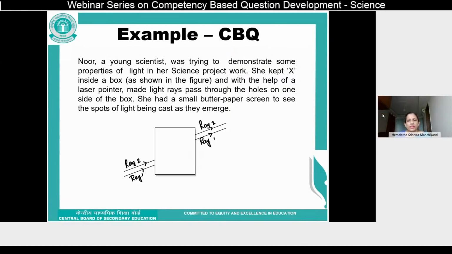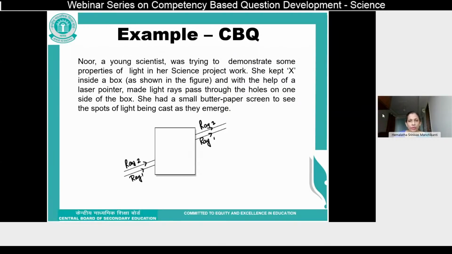What could be X she placed inside the box to make the rays behave as shown in the figure? That means the child will be able to understand whether it is a lens, a mirror, a prism or a plane mirror that is placed, so that the rays emerge in that way. It's such a wonderful construction.